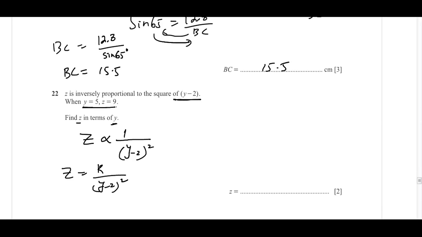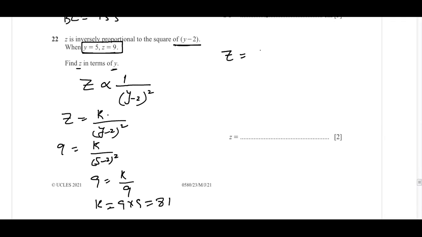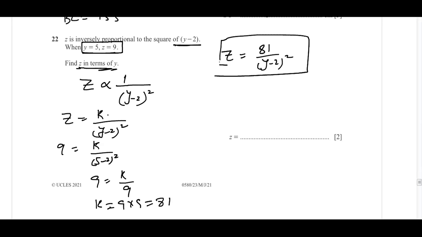So these two values we use to find the value of K. Put y equal to 5 and Z equal to 9. I will write 9 equal to K over (5 minus 2) squared. So 9 will be equal to K over 3 squared. 3 squared is 9, so K will be equal to 9 multiplied by 9, which is 81. Put this value of K here, and that will become your final relation, 81 over (y minus 2) squared. Then the next part says find Z in terms of y. So this is Z in terms of y. Finally we have it in terms of y.